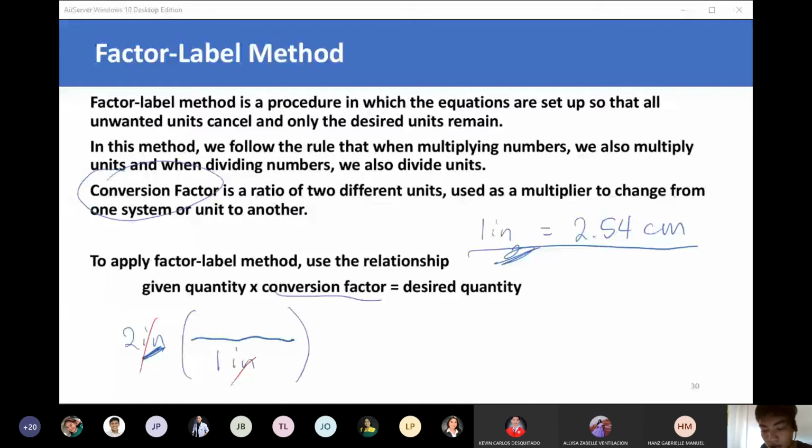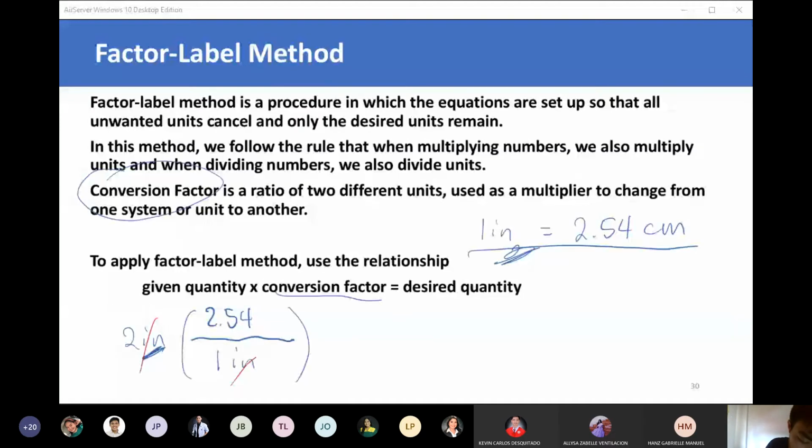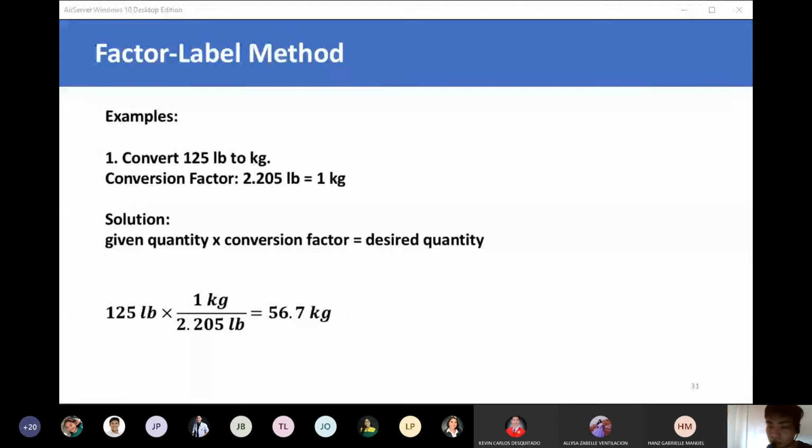How about this one? So ilalagay ko siya dito. How about this one? Ilalagay ko siya dito, no? So yun lang, very easy. So you multiply the 2, so that is 5.08 centimeter. And so ganun lang. Let's look at some other examples, no?